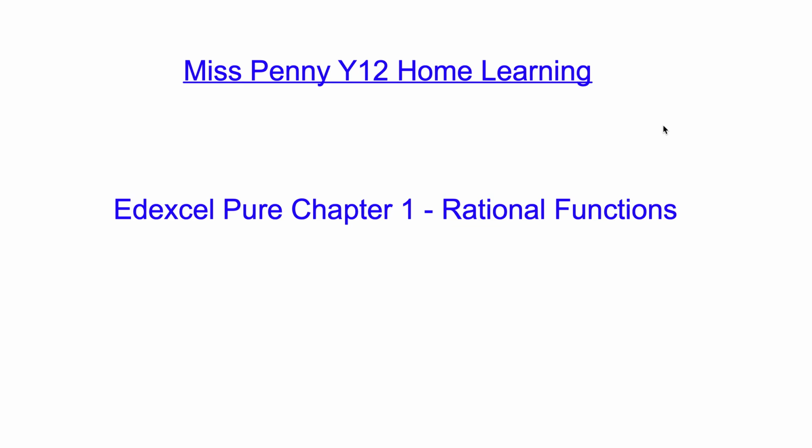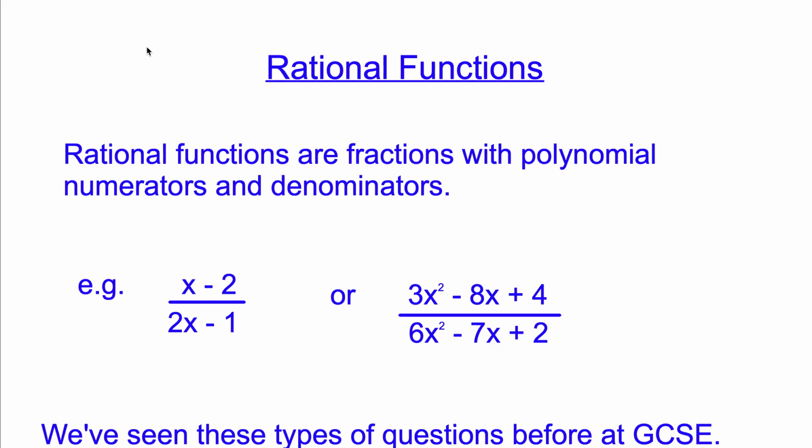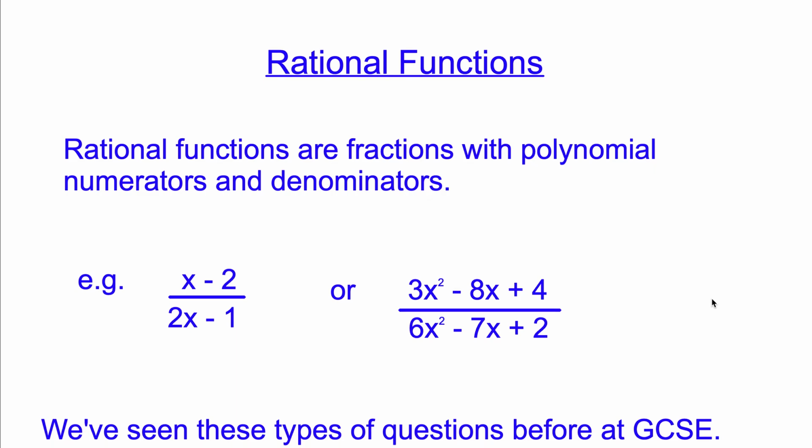So we're going to start off with fairly straightforward adding and subtracting and simplifying algebraic fractions, multiplying and dividing them as well. So an algebraic fraction and a rational function are the same thing. They're just fractions where we've got polynomials in the numerator and the denominator. So these are two examples of algebraic fractions or rational functions.